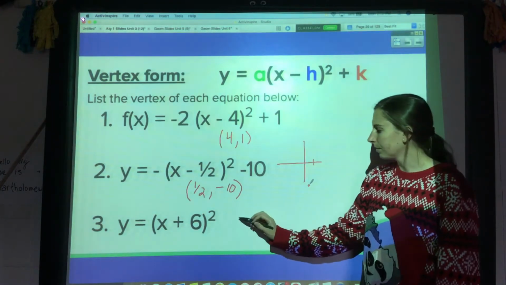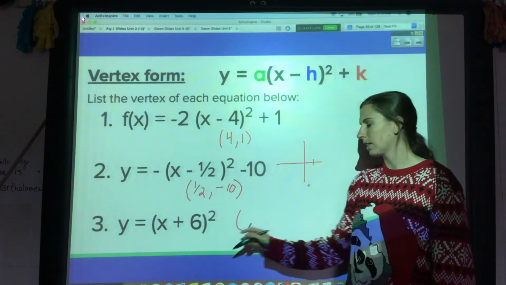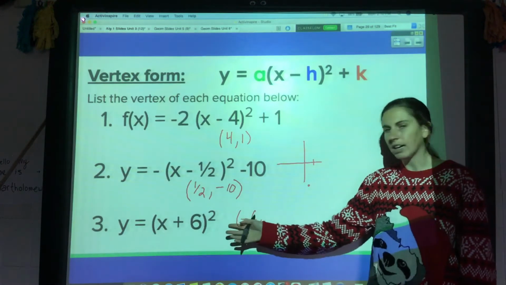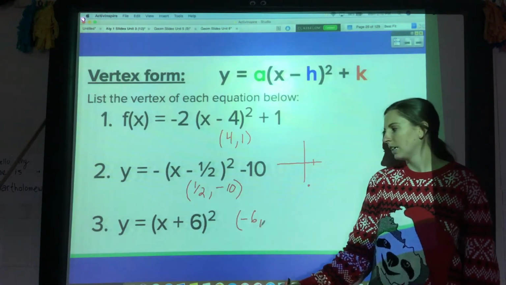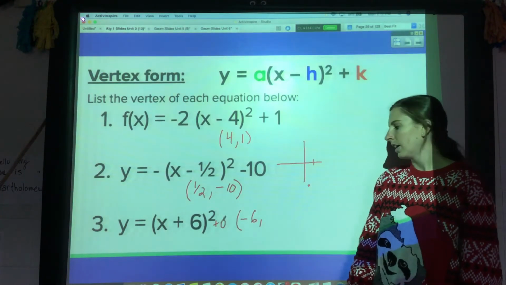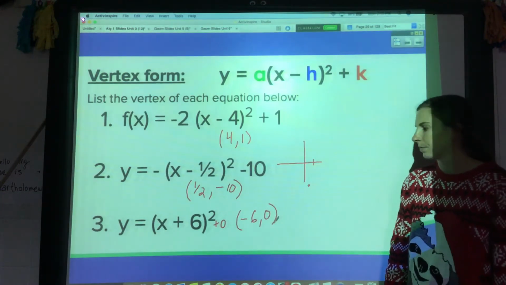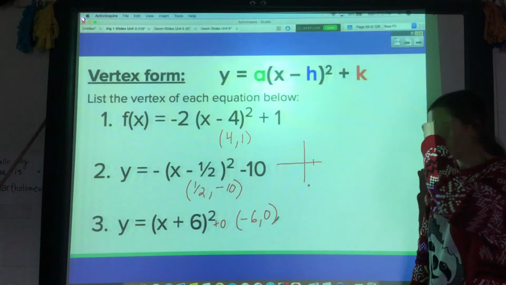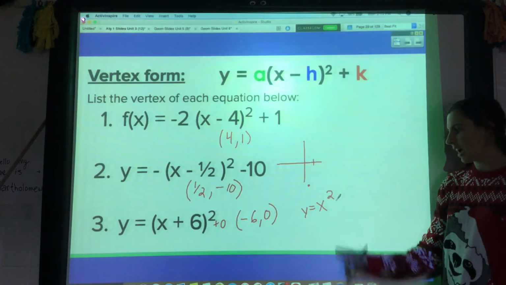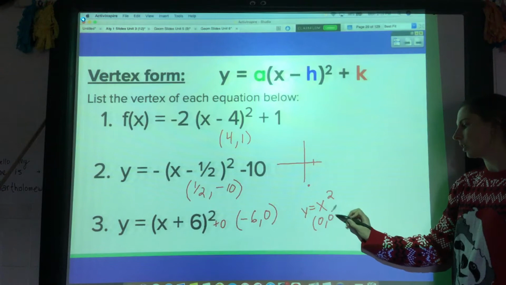This one, for my h, I want to do the opposite of what this is. Since it's positive 6, I want negative 6 for my h. And for my k, there's nothing there. Like, what are we adding to the end of this? It can't be plus 1 because that would change it. So it's actually like plus 0. And so the y coordinate of my vertex is actually just 0. If there's nothing there, then it's 0. The function x squared doesn't have anything on the inside or anything on the outside, so its vertex is actually just at (0, 0), which we already knew.